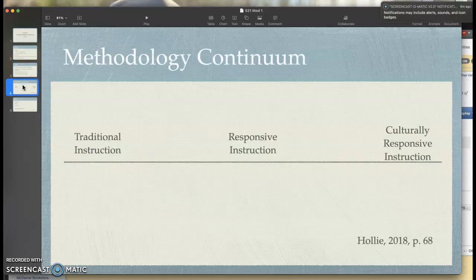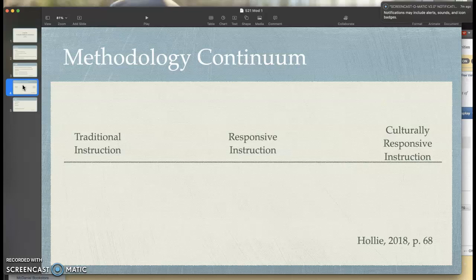Holly also tells us to think about where our teaching is on the methodology curriculum. Is our instruction traditional, more direct instruction? Is it responsive? Is it allowing kids to interact with us? And is it culturally responsive? Is it allowing kids to interact with us, kids to interact with their peers, and kids also to demonstrate their own culture? Holly tells us that in any lesson, there's a place for all three of these elements of instruction.